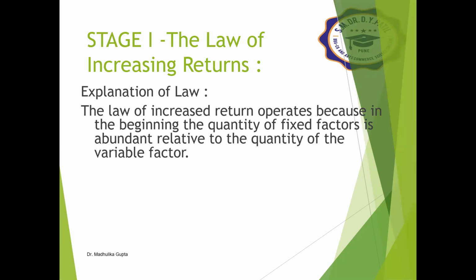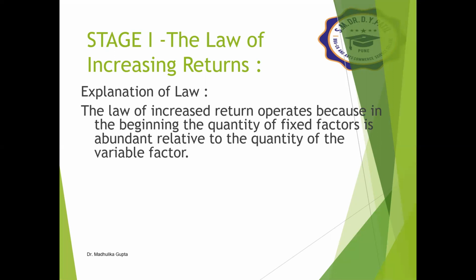The law of increasing returns operates because in the beginning, the quantity of fixed factors is abundant relative to the quantity of variable factor. So as more units of variable factor are added to the constant quantity of fixed factor, the fixed factor is intensively and effectively utilized. That is, the efficiency of the fixed factor increases as additional units of variable factor are added to it. This causes production to increase at a rapid rate, and therefore it is called the law of increasing returns.